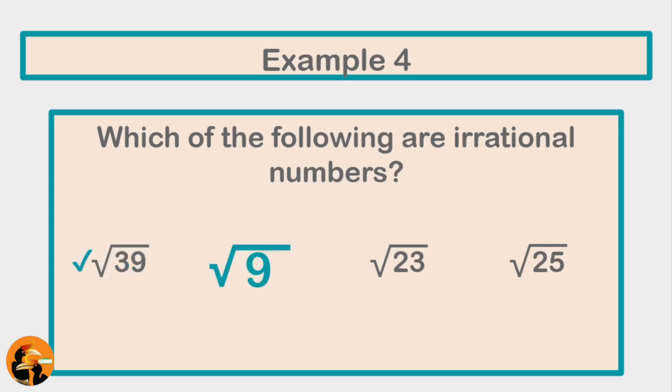The square root of 9 is not irrational because 3 times 3 equals 9. So the square root of 9 is 3, which is a rational number. There is no whole number that will multiply by itself that will equal 23, so the square root of 23 is irrational. And lastly, 5 times 5 equals 25, so the square root of 25 is 5, which is not irrational. So the square root of 39 and the square root of 23 are irrational.